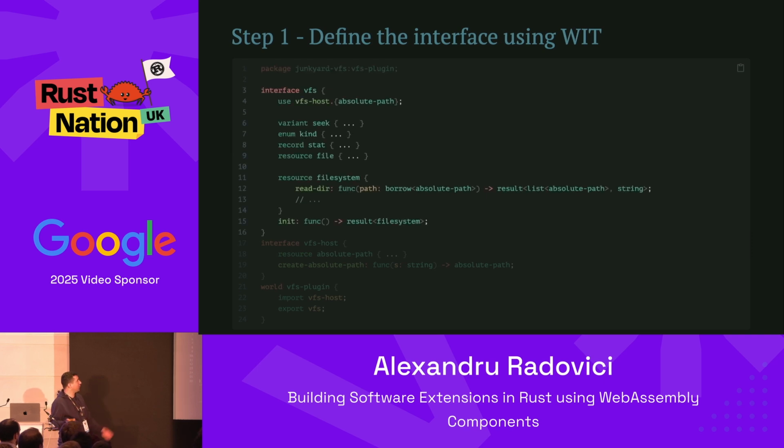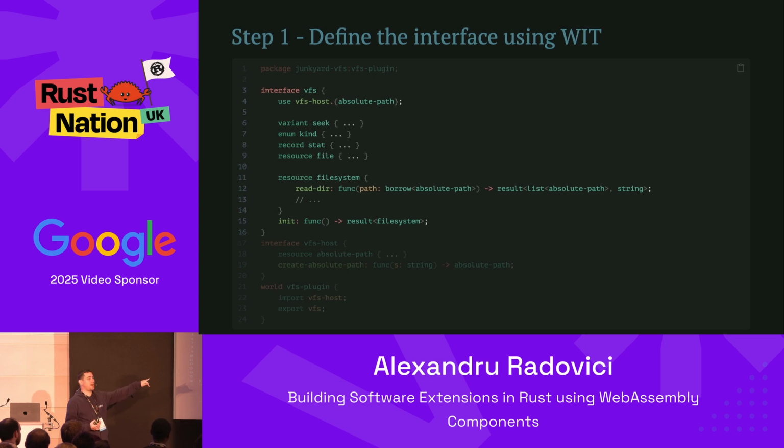In my example, I defined the VFS interface. This is what my plugin exports. So I defined the data types, the seek, the kind enum, the stat record, which says the size of the file, the kind of the file, and the file resource. The file resource has the functions for reading, writing to files, opening files, and so on and so forth. And I have another resource, which is the file system, which basically contains the readdir method. So if you want to read the directory, just call the method.